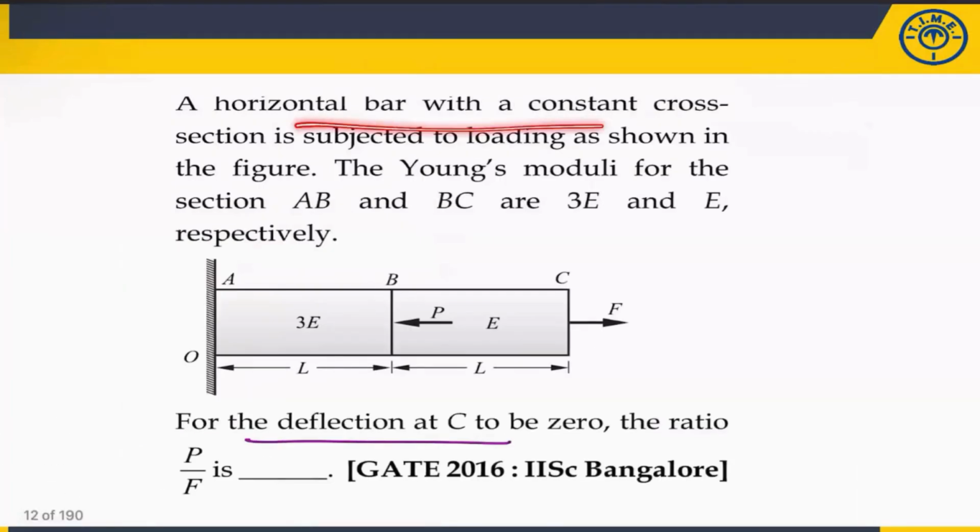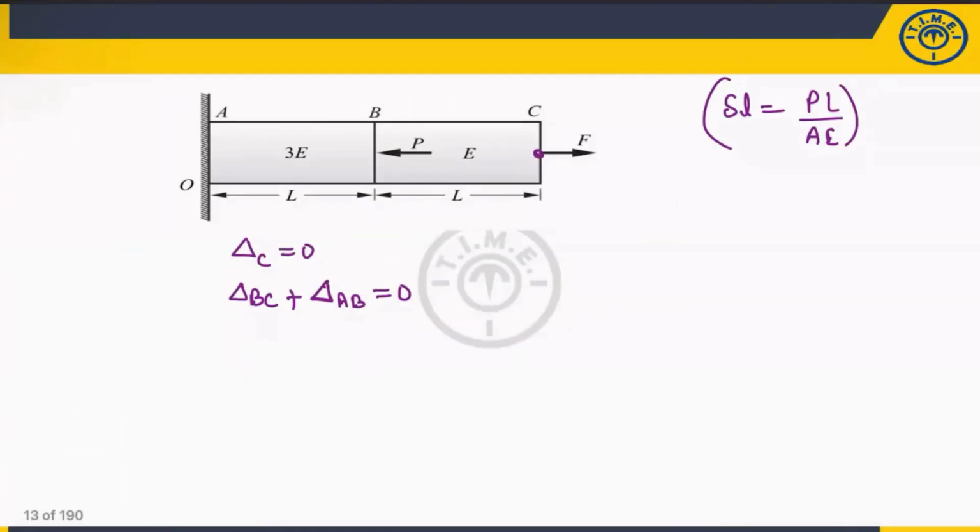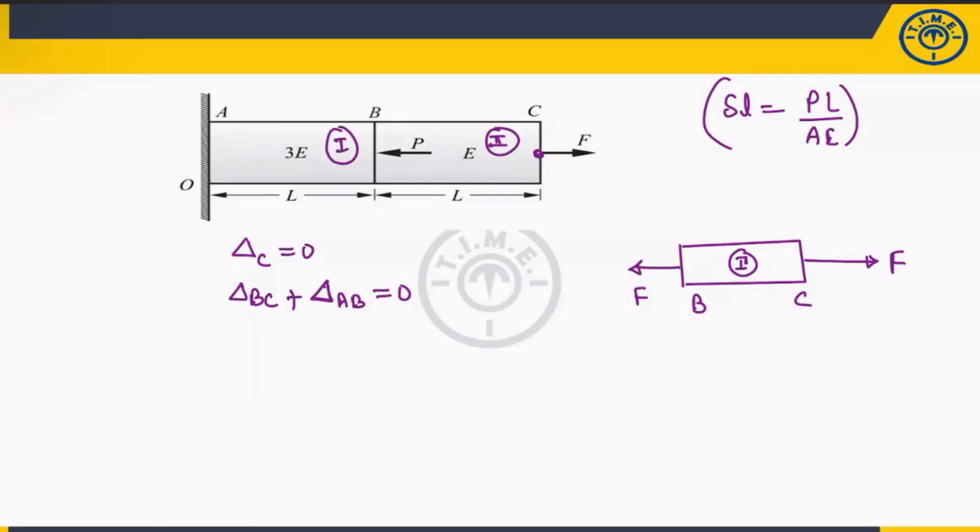The bar is horizontal with a constant cross-sectional area, so the area is constant. The modulus of elasticity is varying. In one case it will be E, in another case it will be 3E. Let us take this particular cross-section, BC. What is the force acting? Take the algebraic sum; only F is acting. Similarly from here also F. This is the first section.